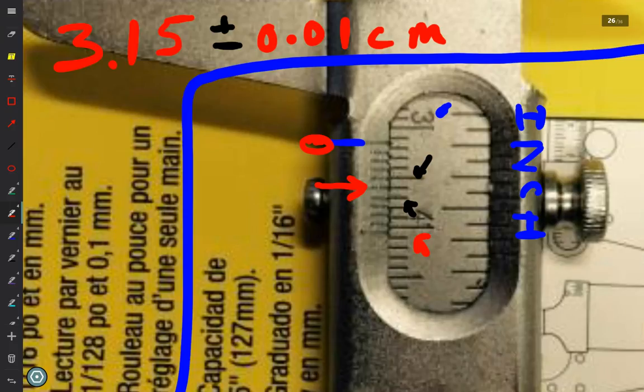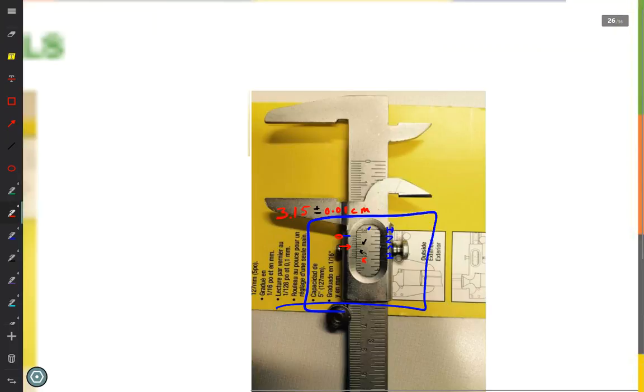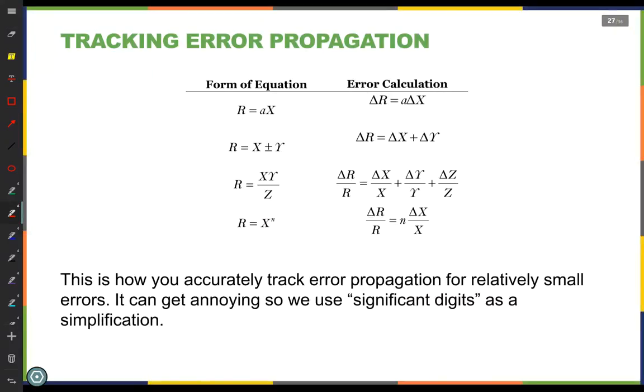Okay, so that's how we use the Vernier calipers. You're going to use the Vernier calipers today to make measurements. Next slide. Okay, error propagation. Since every measurement has an uncertainty, when you start multiplying things with uncertain values, your answer from a calculation is also going to be uncertain. And so if you want to calculate the correct uncertainty, these are the equations we use.